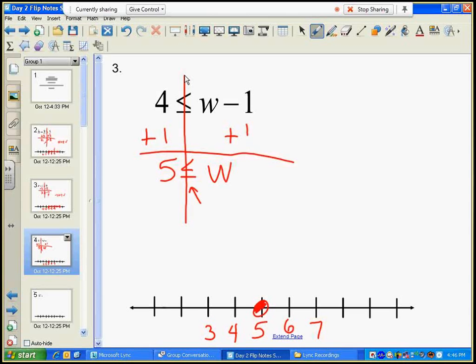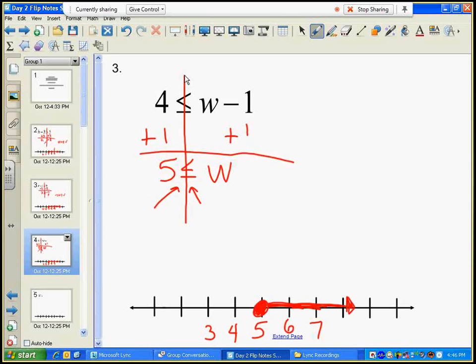That means 5 is a solution. I can put 5 in there and it'll be true because it's true that 5 is less than or equal to 5. Now I've got to figure out whether I need to graph the right or the left side of 5. Well, this tells me that 5 is less than or equal to w. 5 is going to be on the lower end of the solution set. You can see it's pointing to the lower end. So that means I'm going to graph everything that's greater than 5.